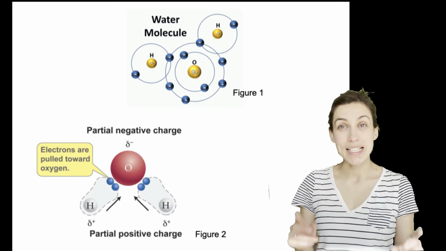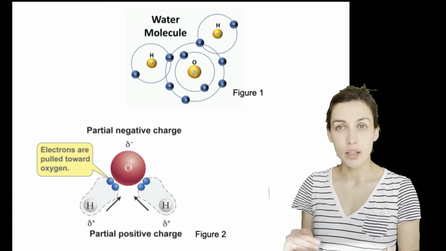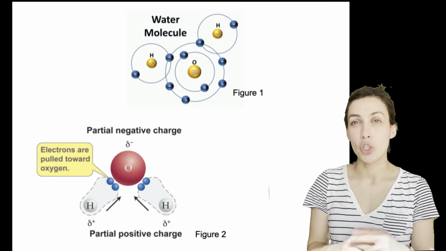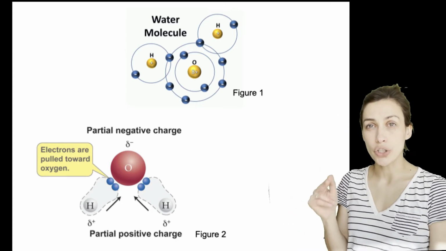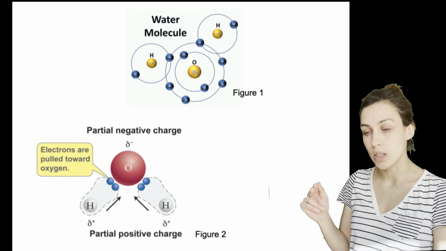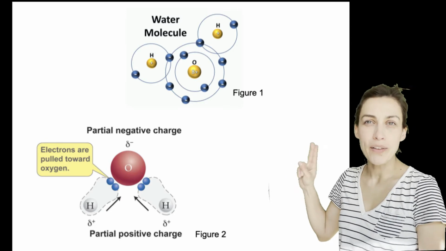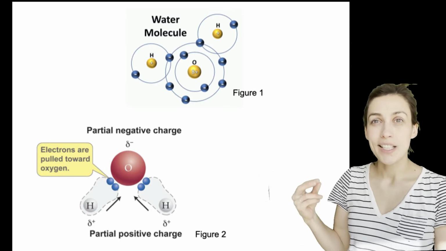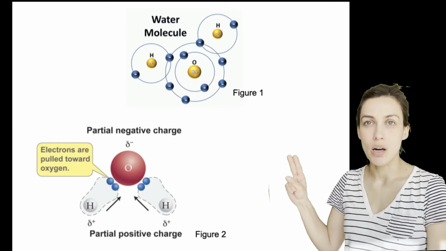Here's a simple example, a tiny common molecule, and that is water. Water is made up of two hydrogen atoms and one oxygen atom. So H2O is two hydrogens, one oxygen. The top figure, figure 1, shows a very basic model diagram of how the hydrogens are connected to the oxygen.